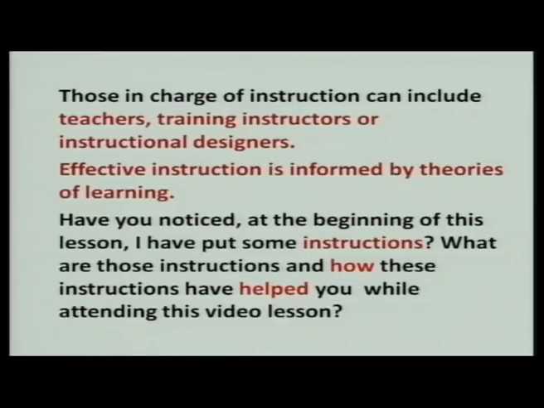Effective instruction is informed by theories of learning, because if you want to provide instructions, then definitely you will have to go through the learning theories. Without understanding learning theories, without understanding how people learn, you cannot provide instructions. That is so. Learning theories and theories of instruction are related.